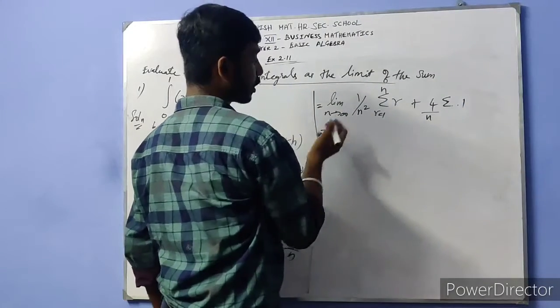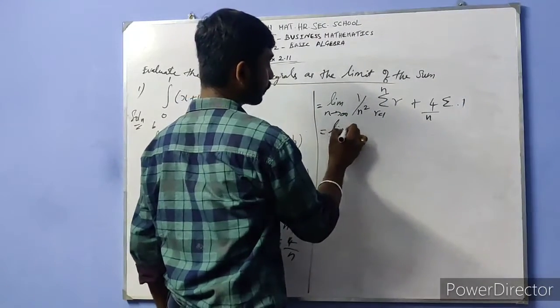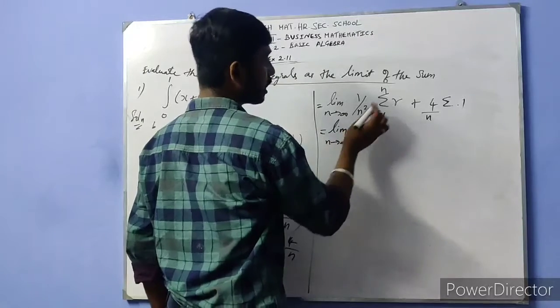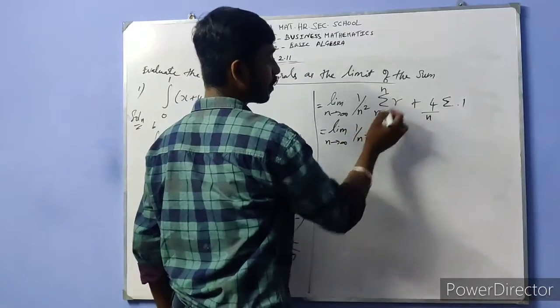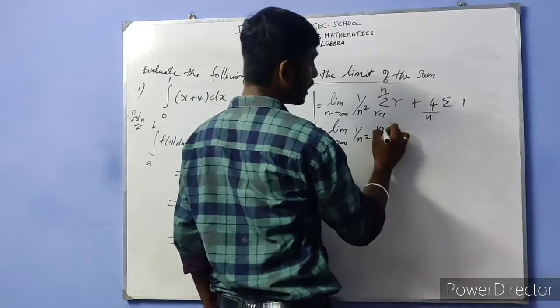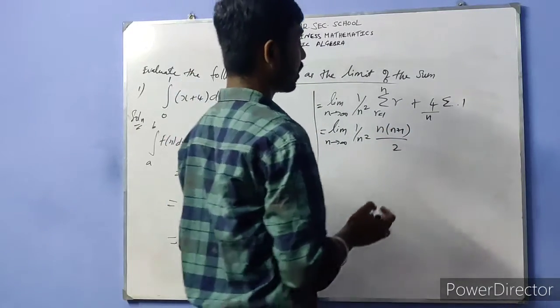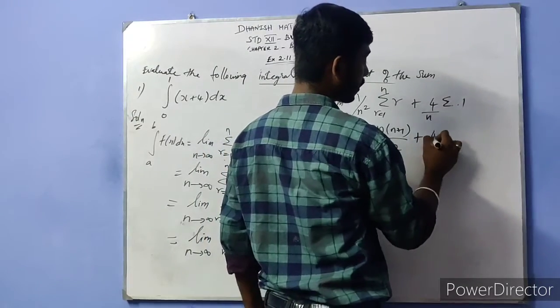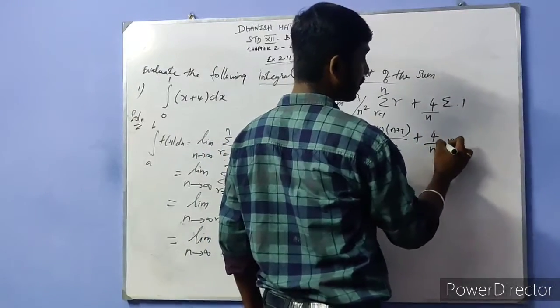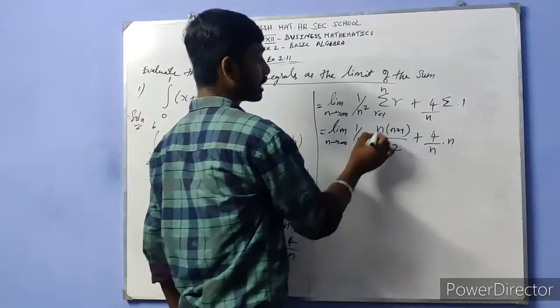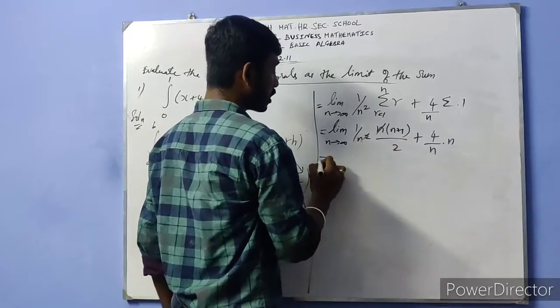So now we are going to substitute the formula. Limit n tends to infinity. What is the summation for r formula? That will be n into n plus 1 divided by 2. Plus here it will be 4 divided by n, summation of one value, that will be n. So now we are going to cancel this n square here. So what is the remaining value?